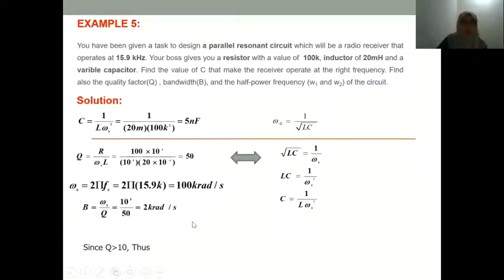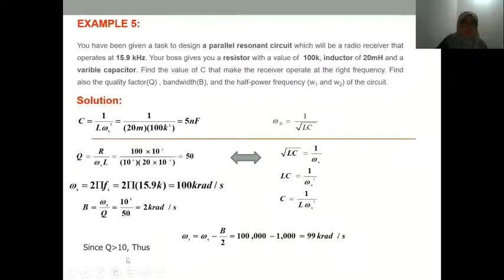Same with the bandwidth. The bandwidth is omega naught divided by Q. So you must have the right Q so that you will get the right value of bandwidth. From here you plug in the formula for omega naught divided by the quality factor, and you get the bandwidth is 2 kilo radian per second.